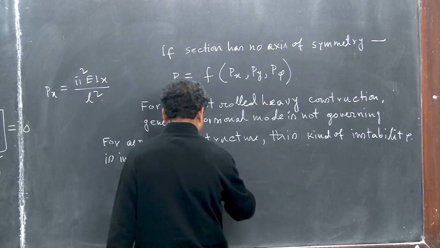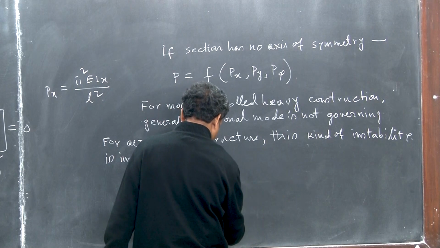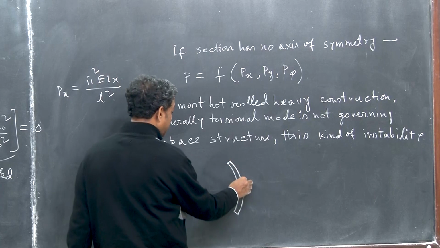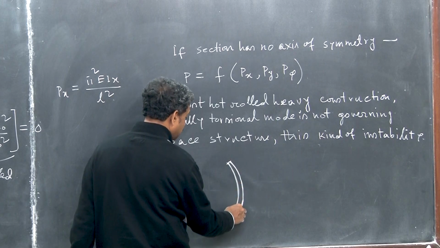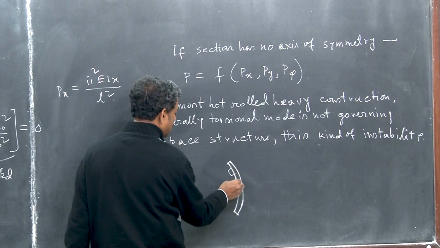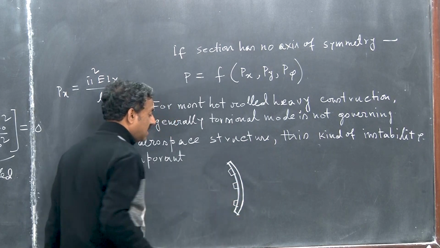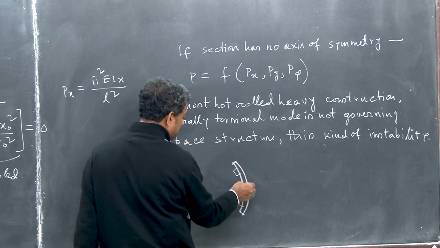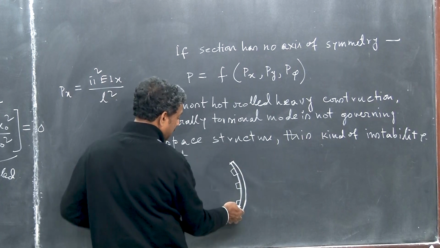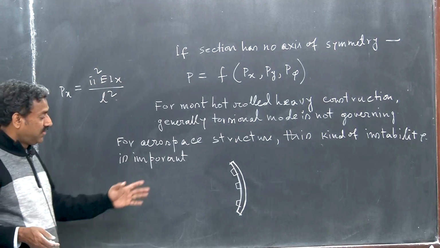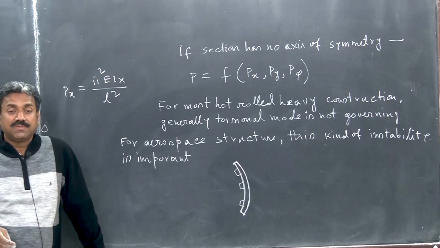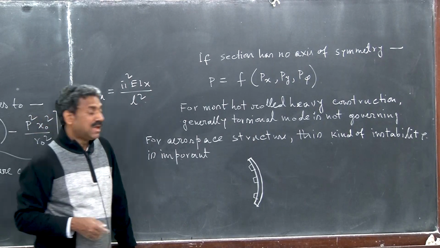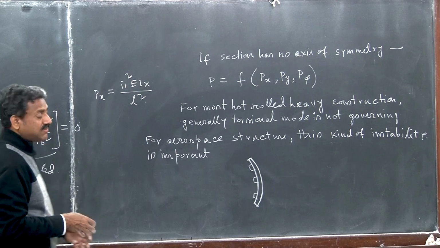So for example, in an aerospace vehicle, if you consider the fuselage, these are made of thin cells. Of course, these are all stiffened cells, because you can recall that stiffeners will be placed, both vertical stiffeners as well as longitudinal stiffeners. But here, the sections will have only one axis of symmetry. So for these kinds of things, torsional flexural buckling is common, and that becomes the predominant design consideration.